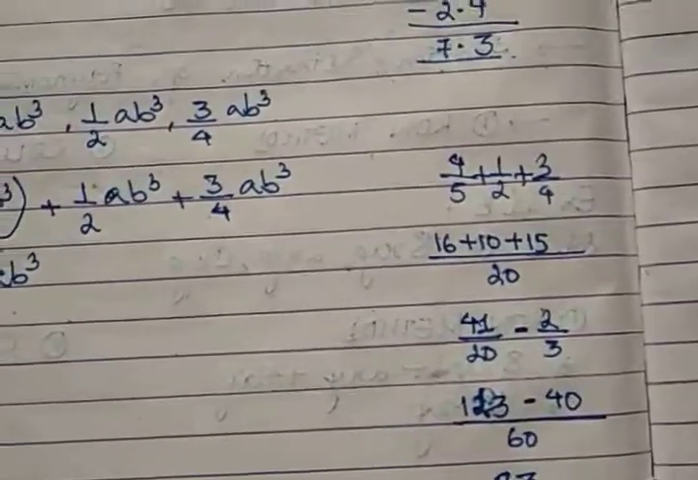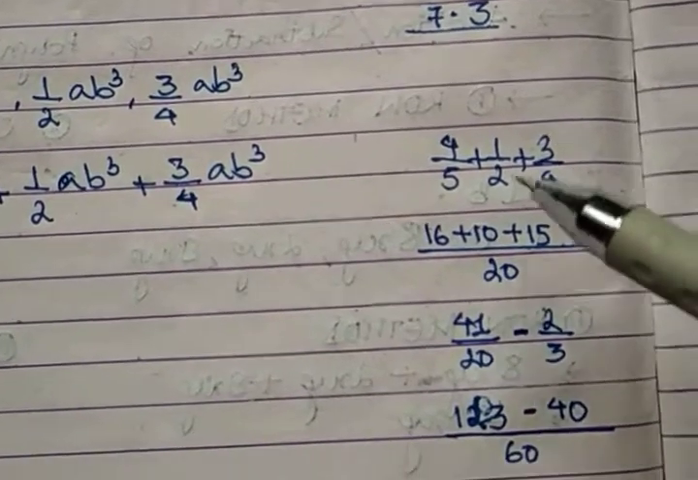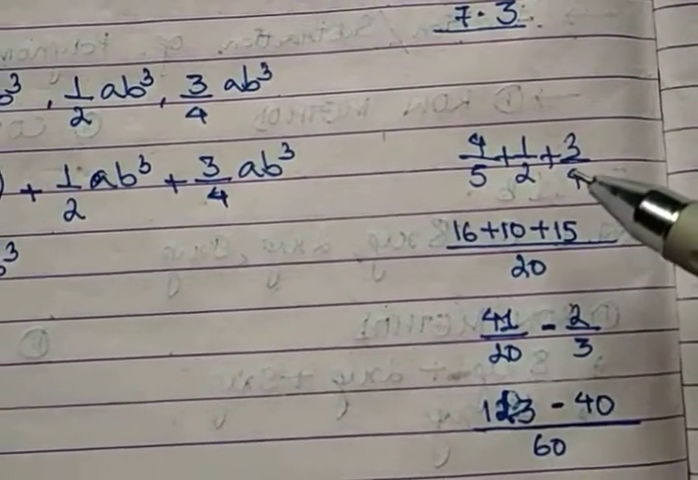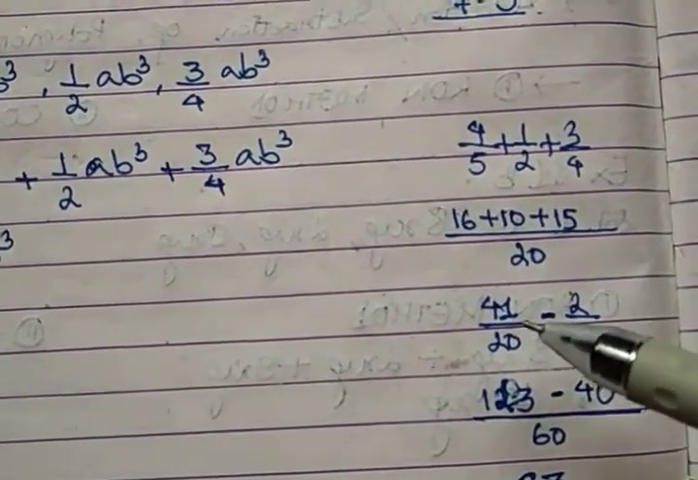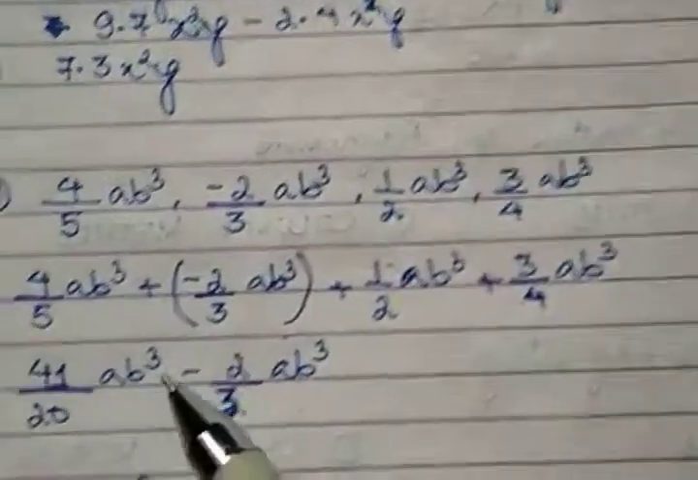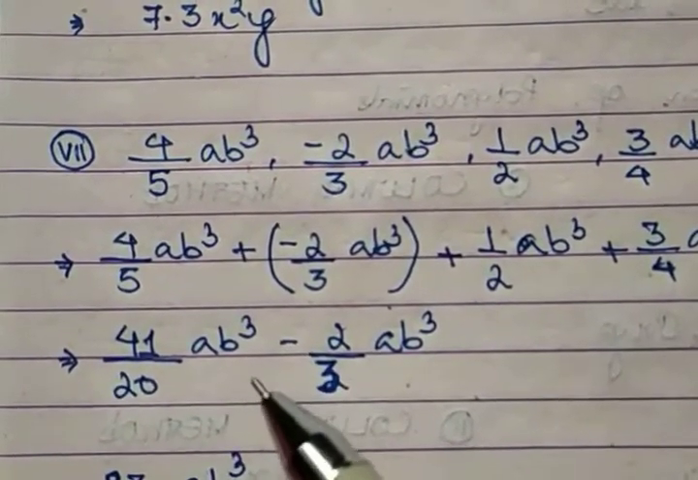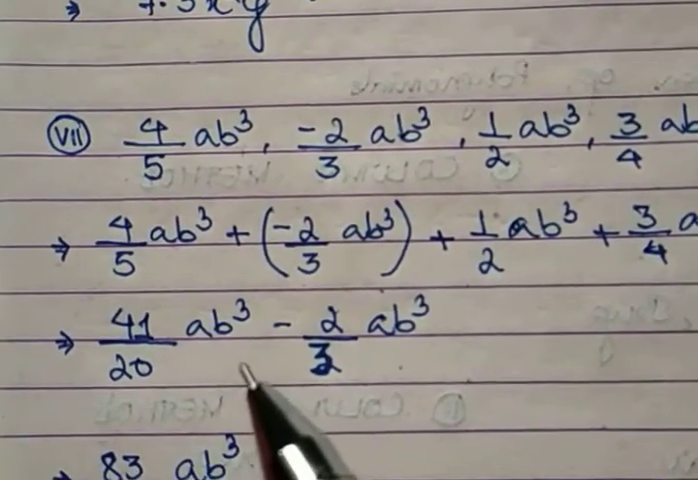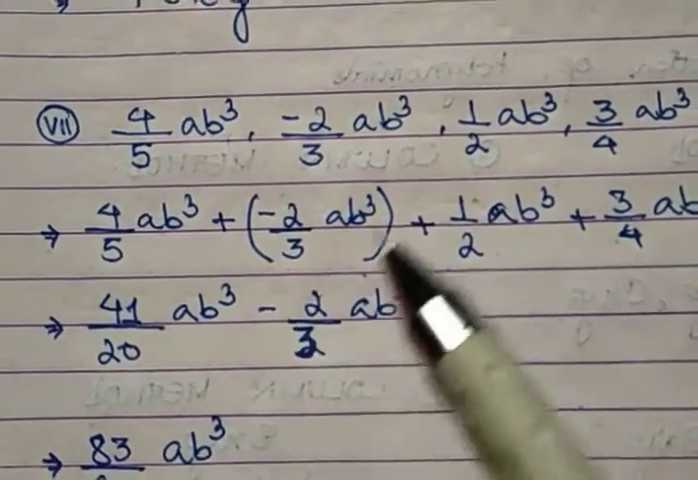Now what we know here is how do we add fractions? By taking the LCM, isn't it? So that's what I have done here. I have taken all the 3 terms with the same signs, added them up taking the LCM, and I got 41 divided by 20. So that is why I have written here 41 divided by 20 ab cube. The variable remains the same. Remember that in case of addition and subtraction, it only changes in case of multiplication and division. You'll get to know it afterwards.